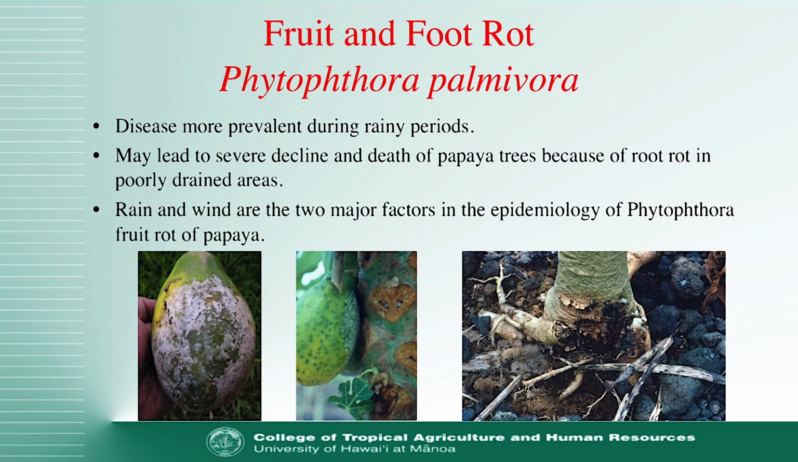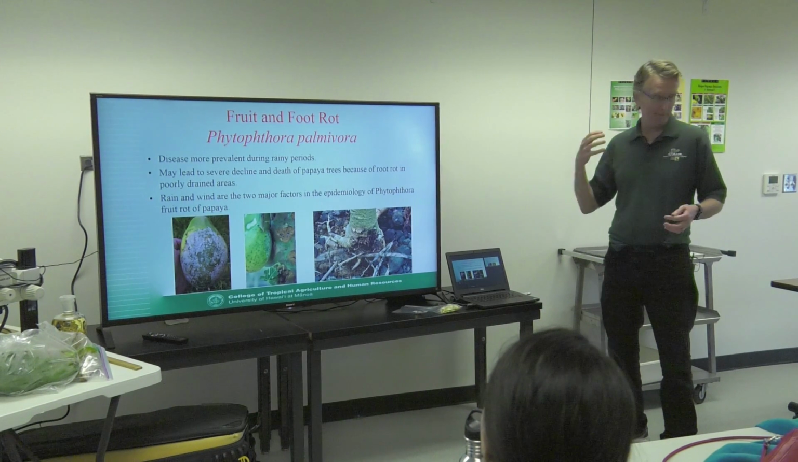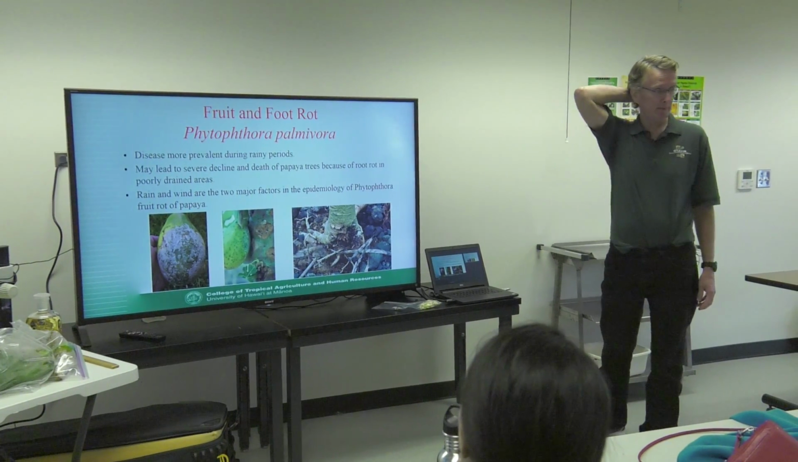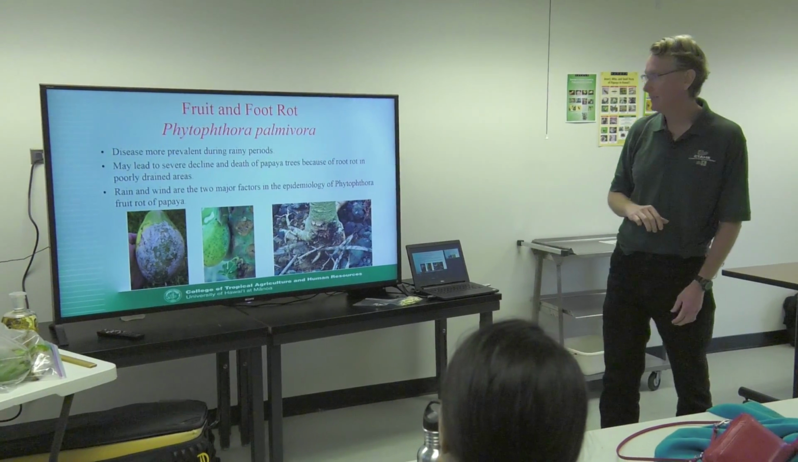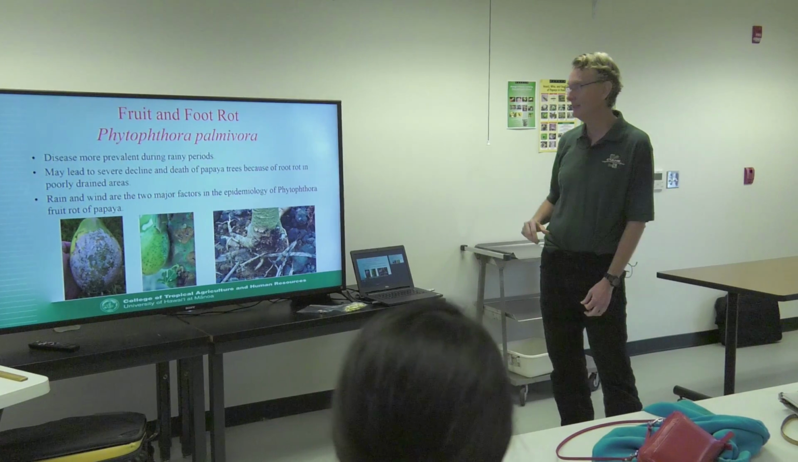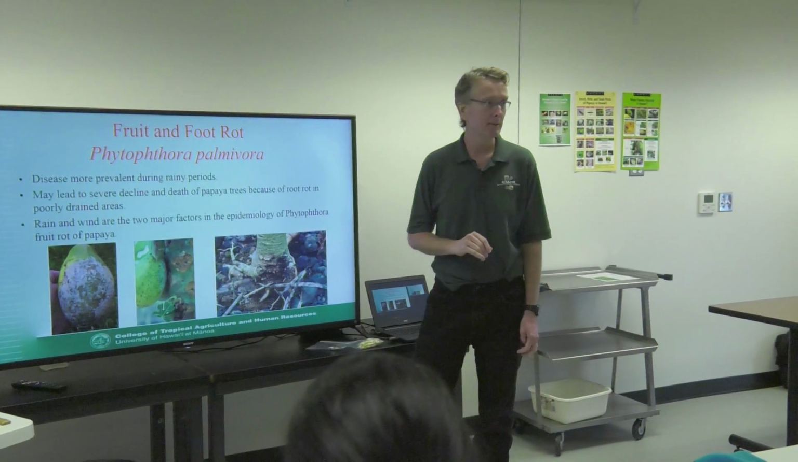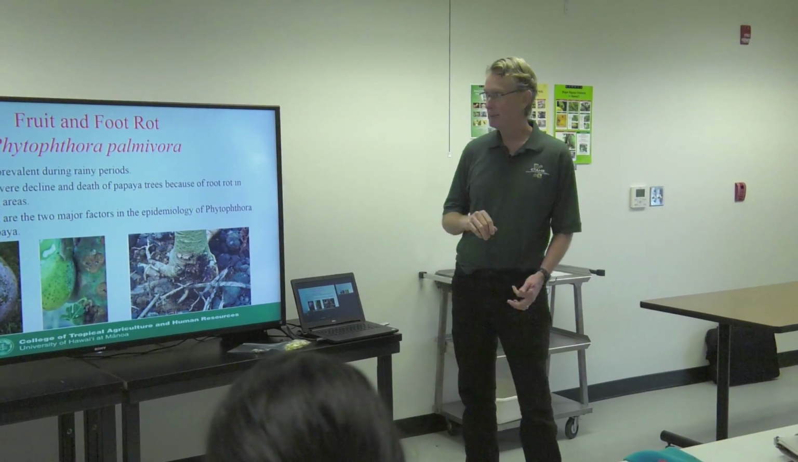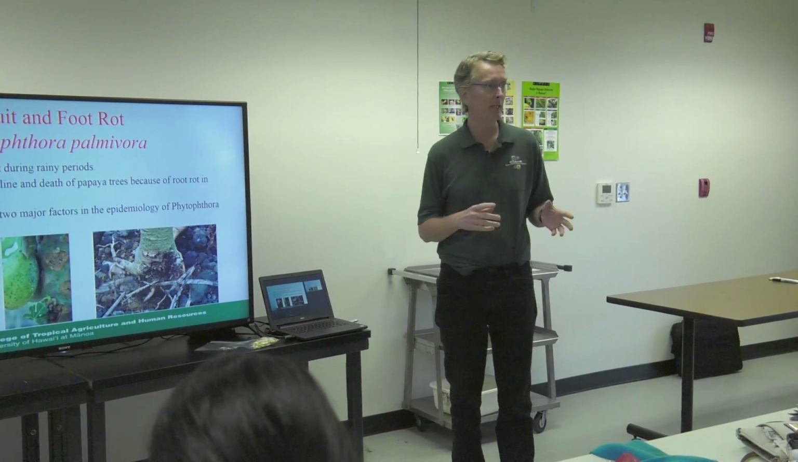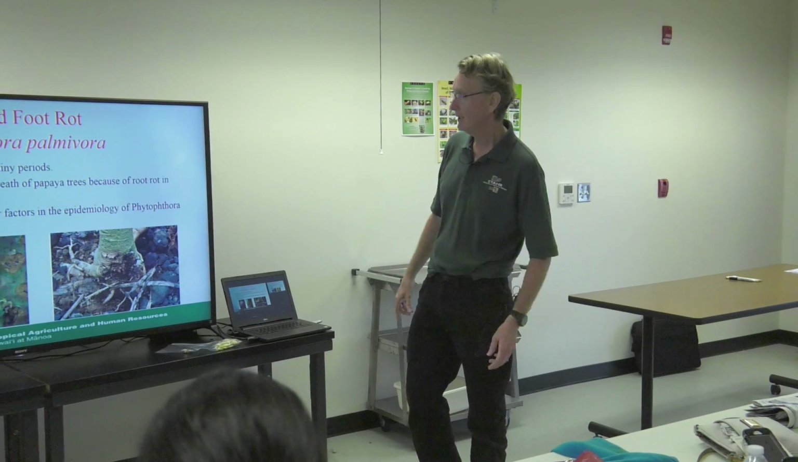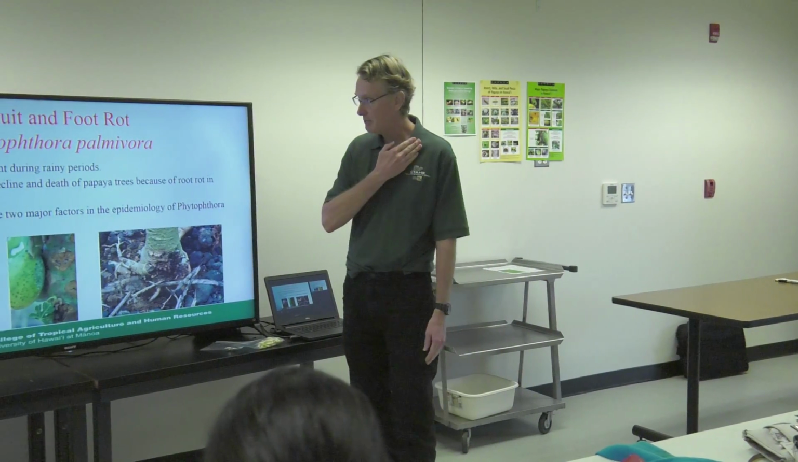Fruit and foot rot. I tried to only pick the really common bad ones, okay? There's a lot more, but it's too exciting to not choose everybody. But Phytophthora palmivora is a very big problem. In fact, it was so severe back in the 50s that it wiped out whole plantations. And this organism is related to Phytophthora infestans, another species, which caused the great potato famine in Ireland way back when. So it can move really quick.